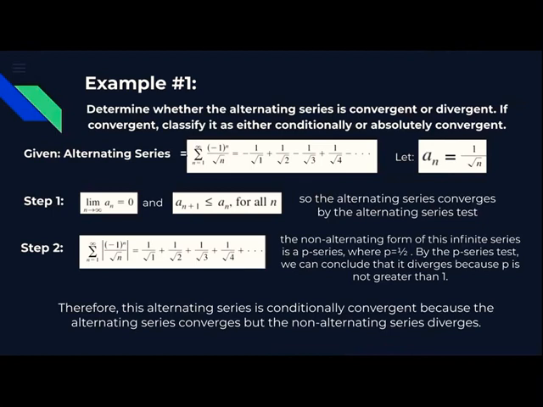So we all know that a sub n equals 1 over rad n, which is equal to 1 over n to the 1/2. And therefore we know that p equals 1/2, and by the p-series test, it will not converge because p is less than 1. Therefore, this alternating series is conditionally convergent because the alternating series converges, but the non-alternating series diverges.